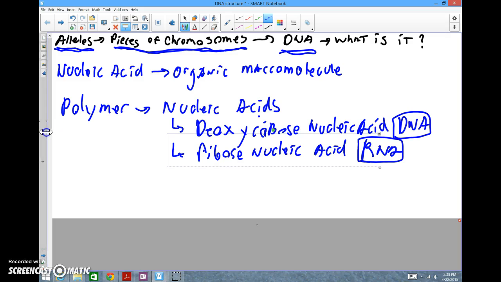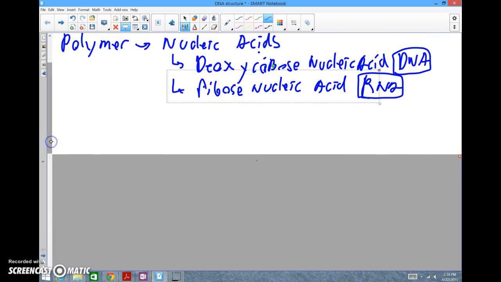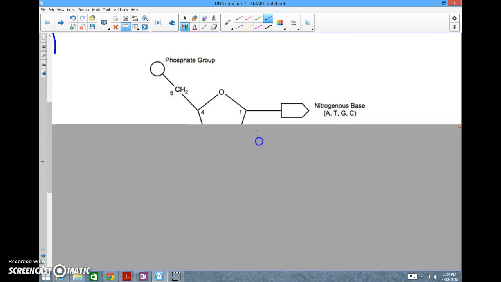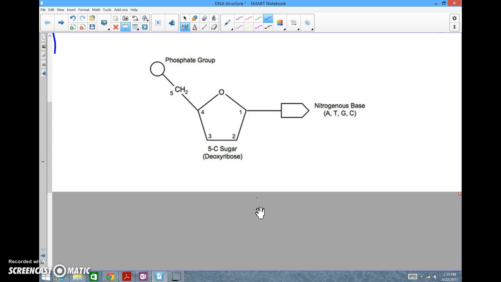But one of the things that we picked up when we were discussing all of our organic macromolecules is that all of our polymers are made of monomers. And the monomers for both DNA and RNA are known as nucleotides. So if I assemble a bunch of nucleotides together in a chain, I'll end up with either DNA or RNA, depending on how they're assembled, which nucleotides, and what structure they take. So let's take a closer look at a nucleotide. This diagram right here is a nucleotide.